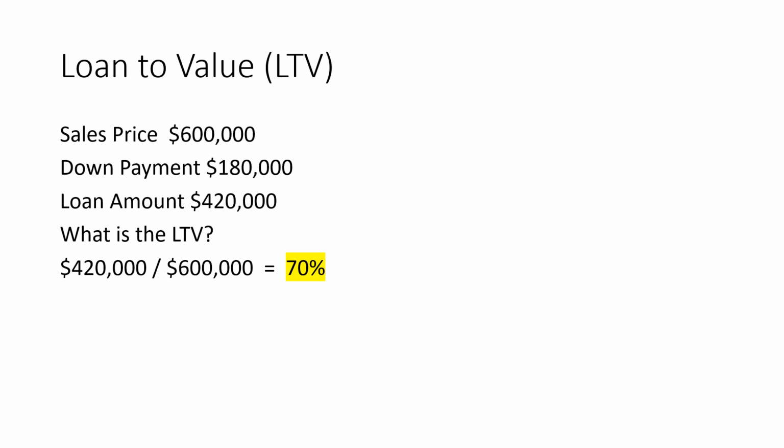Loan to value ratio. Now this one kind of tells on itself. You've got the formula in the parentheses: loan to value, loan divided by value. So you've got a sales price of $600,000, a down payment of $180,000, a loan amount of $420,000, and they want to know what the LTV is. So you're going to take the loan amount, which is $420,000, and you're going to divide it by the sales price, which is $600,000. So the loan to value is 70%.